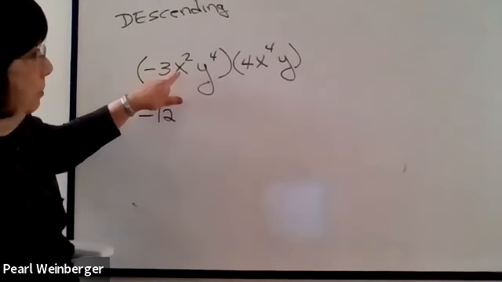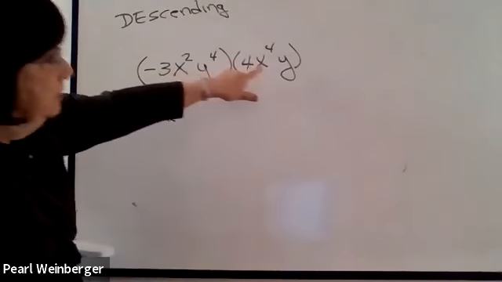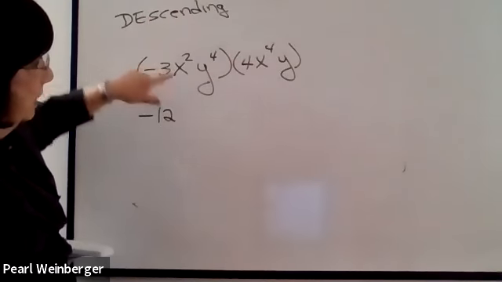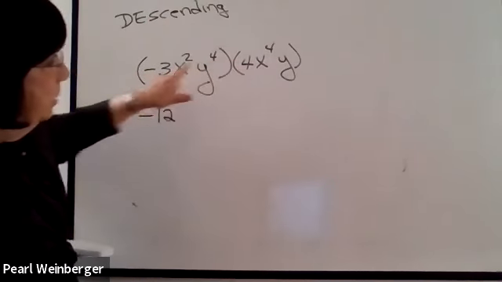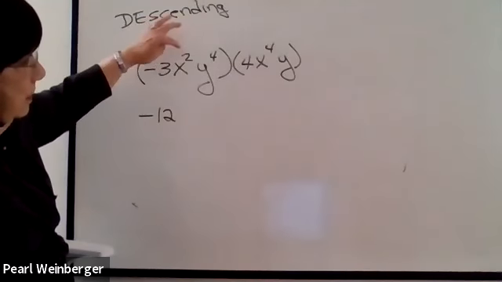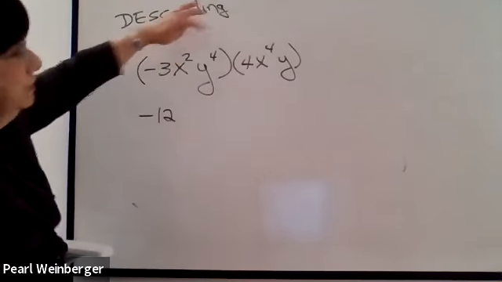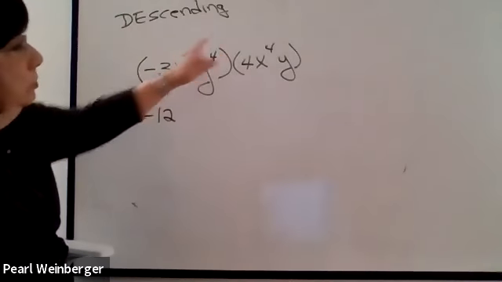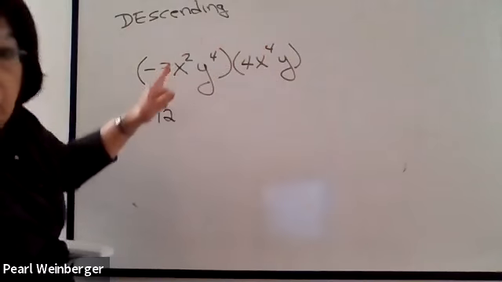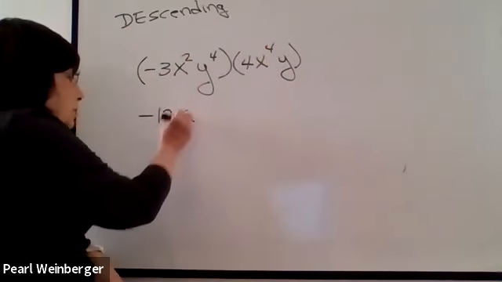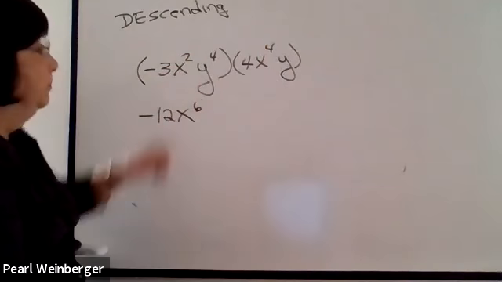And then I'm going to multiply the x² times the x⁴. So I'm going to add the exponents. They have to have the same base. They both have to be x's. The base is what has the exponent. The exponent is sometimes called the power as well. This is an exponent of 2. This is an exponent of 4. When we add 2 and 4, we get 6. So this becomes x to the 6th.